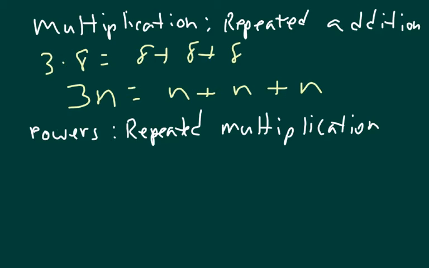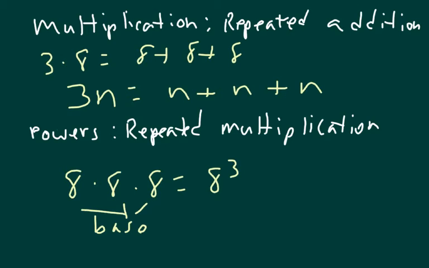Powers, however, is repeated multiplication. So if we had 8 multiplied 3 times, we could write that as 8 to the 3rd power. The 3 indicates that we're multiplying 8 3 times. This is called the exponent. 3 is the exponent. And the number that's being multiplied repeatedly is called the base. So this is the base, the 8. That's the base. And 3 here is the exponent.